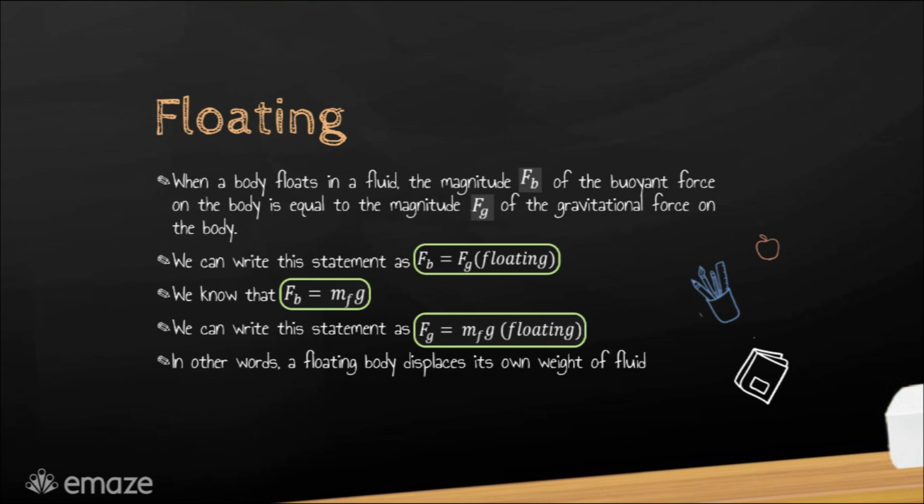When a body floats in a fluid, the magnitude of the buoyant force is equal to the magnitude of the gravitational force on the body. We can write this statement as Fb equals Fg. Since we know that Fb equals the displaced mass times gravity, we can write this as Fg equals the displaced mass times gravity. In other words, a floating body displaces its own weight of fluid.